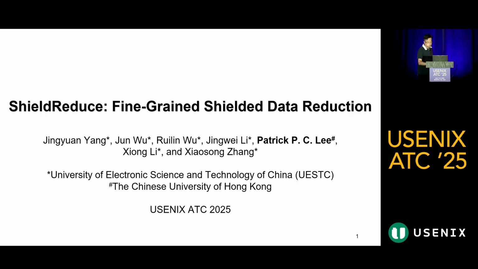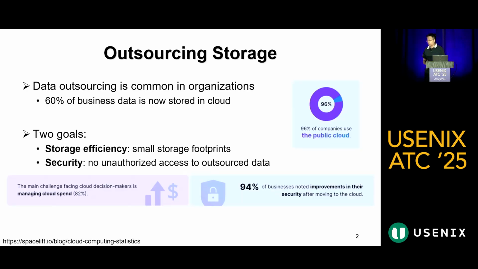So we are going to consider the problem of outsourcing storage to third-party clouds. It's actually now very common in a lot of enterprises. It's shown that 60% of business data is now stored in the cloud. Now, there are two primary goals for data outsourcing. One is storage efficiency. We want to reduce the storage space in the cloud as much as possible so that we can save the cost. Another one is security. We want to protect our outsourced data from malicious attacks and even the cloud operators.